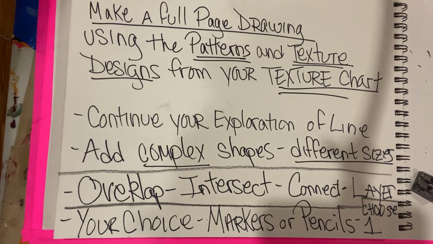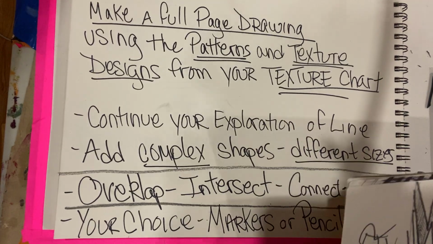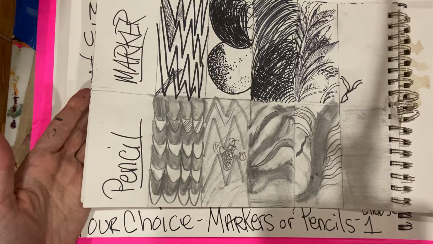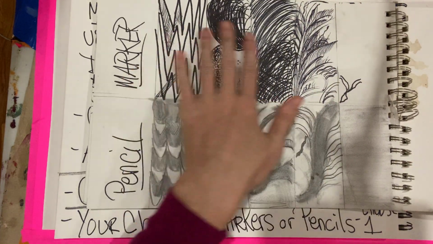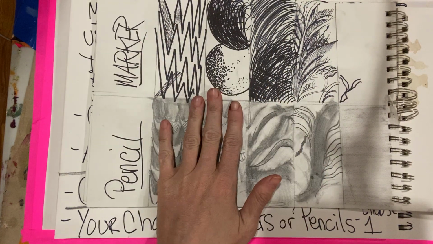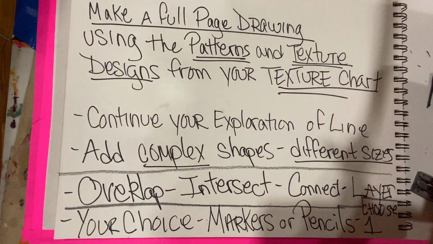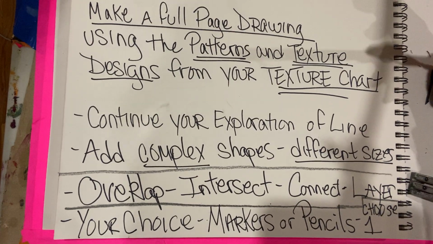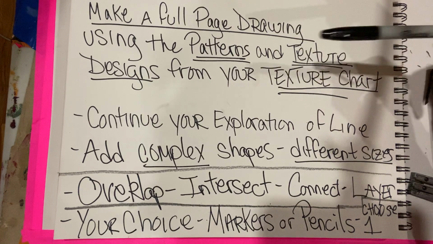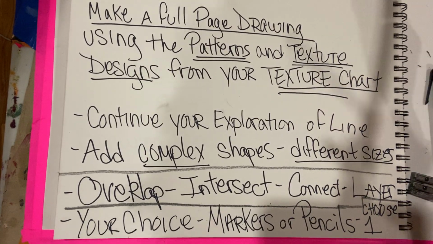So I just wanted to go over part 2 of project 1. So you're going to use your texture chart that you created for the first part, which is the texture chart that I did in the first demo. And you're going to take these experiments of creating pattern and texture, and then you're also going to add more, and you're going to create a full page drawing. So just to review, I have the criteria here. You're going to make a full page drawing using the patterns and texture designs from your texture chart. Of course, you can add more, but that was a way to kind of get you started.